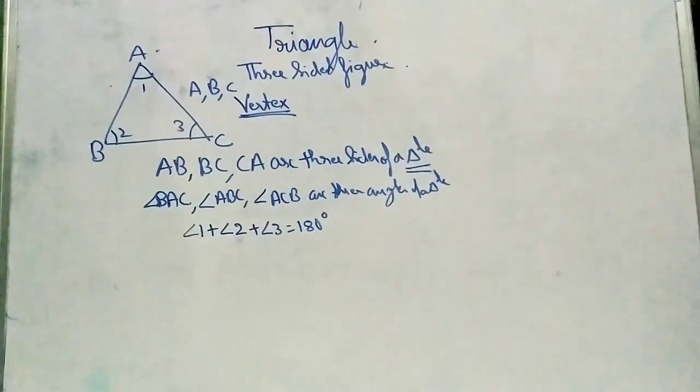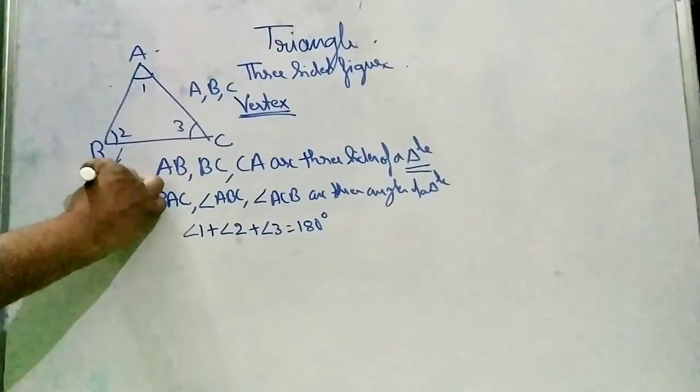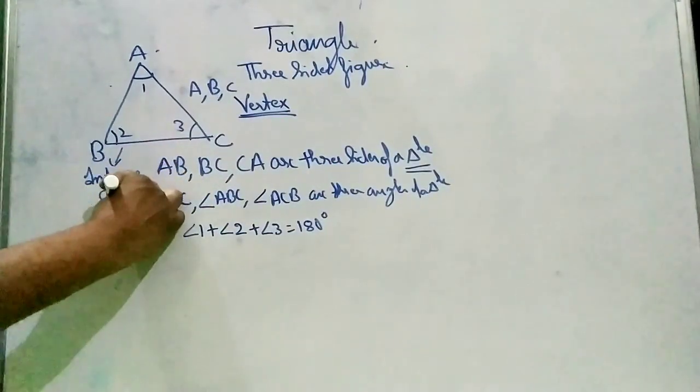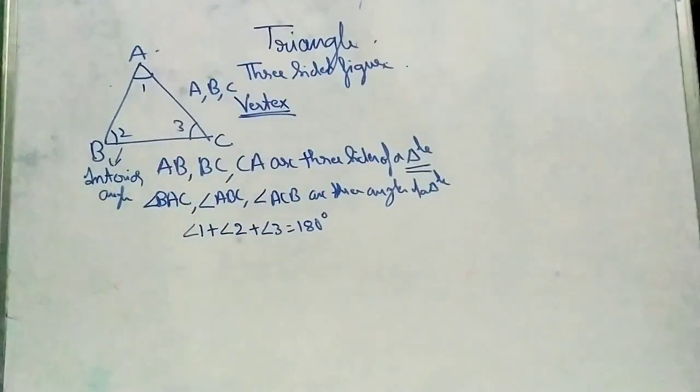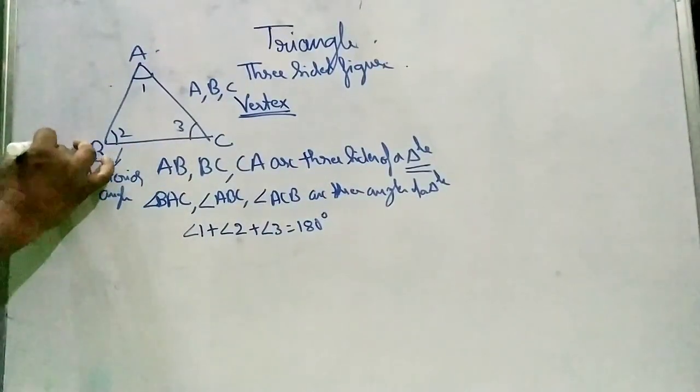It means that the sum of the interior angles of a triangle. So, angles 1, 2 and 3 are called the interior angles of a triangle, and the sum of all three interior angles is equal to 180 degrees. So, it means that it also has exterior angles.